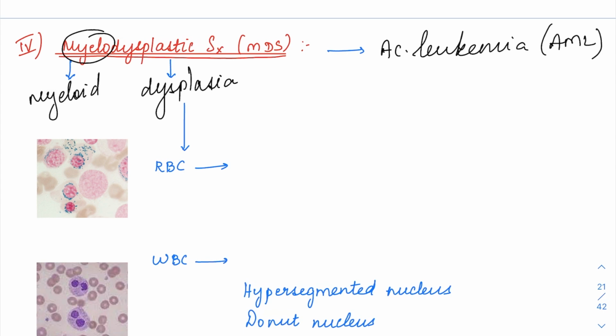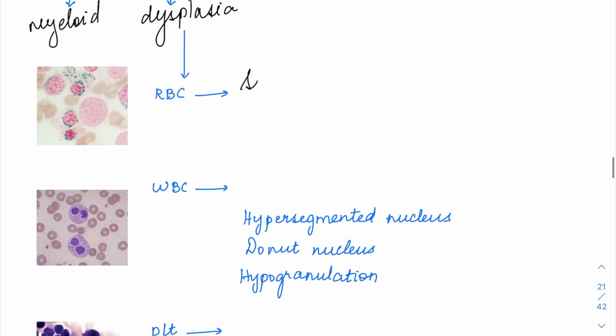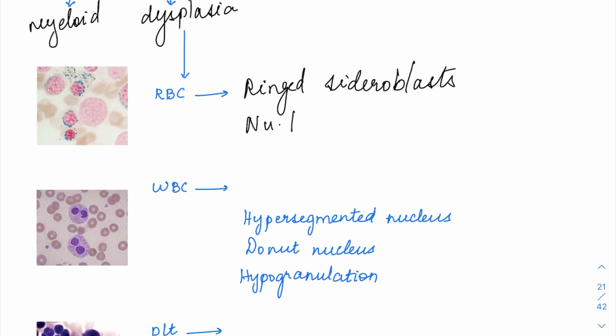So what are the features of dysplasia we see? The dysplasia features are going to be seen in all the three myeloid lineages, which are RBCs, WBCs and platelets. In RBCs, you are going to see ringed sideroblasts. Along with that, you can also see nuclear budding.